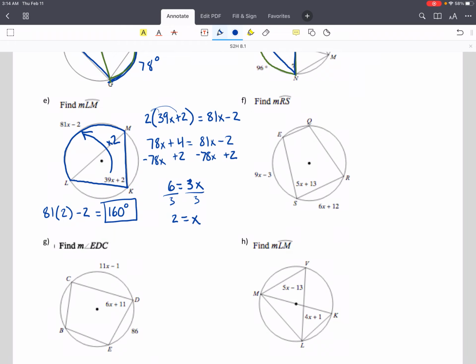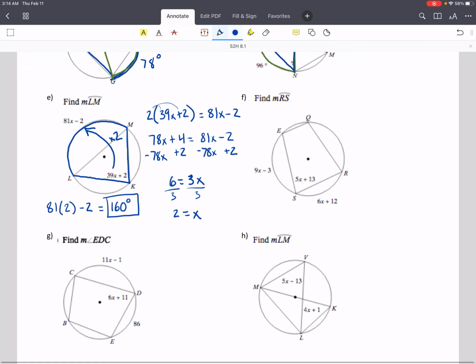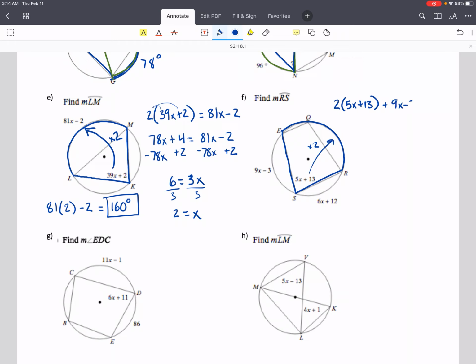Okay, part F. I mean, I can just start looking at things. My eye is drawn towards the angle in here. So now I've got to times that by 2, and then I have every other piece of the circle. So I can say 2 times 5x plus 13 plus 9x minus 3 plus 6x plus 12 equals 360.